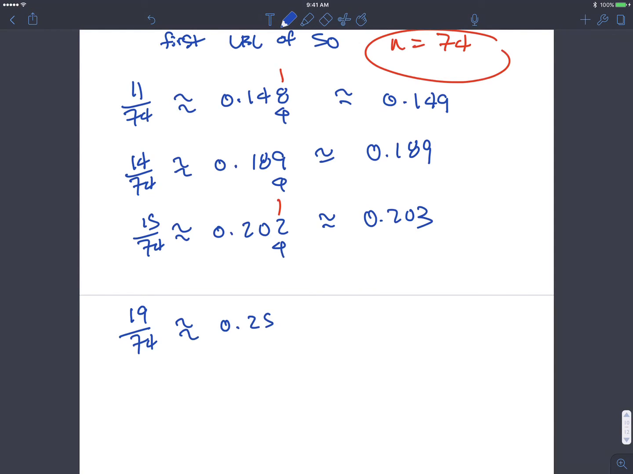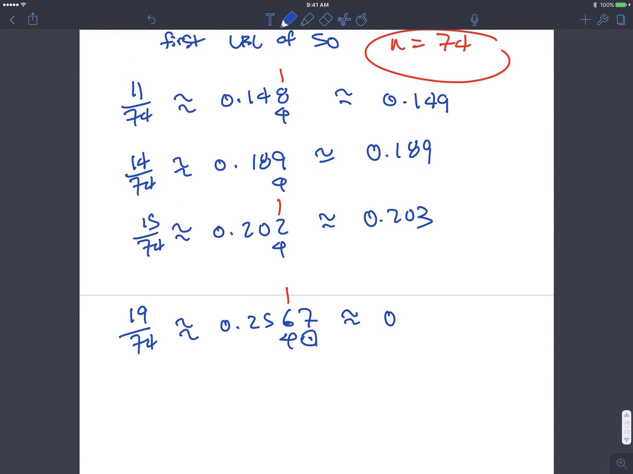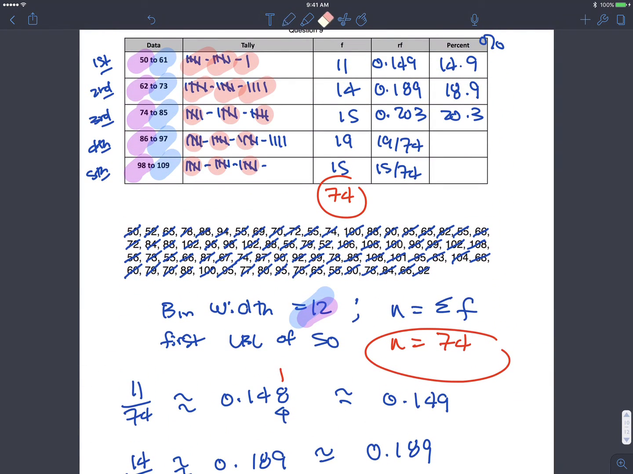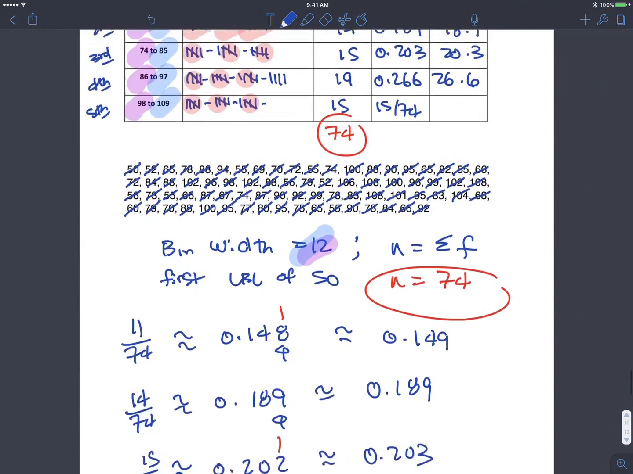0.2567. The 6 is in the thousandths position. Look at the 7. Add your 1. So we're going to get this to be approximately 0.266, which is 26.6%. 15 out of 74.